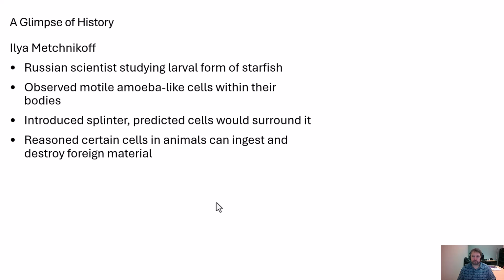So, as a thought of what's the purpose of these cells, Microbiology introduced a splinter. He stuck the starfish with a little splinter of wood and predicted that these amoeboid-like cells would surround it. And indeed they did. They surrounded the material, and that started a whole series of experiments by Microbiology in which he started to introduce lots of different types of foreign material to see what these amoeba-like cells would do to it.